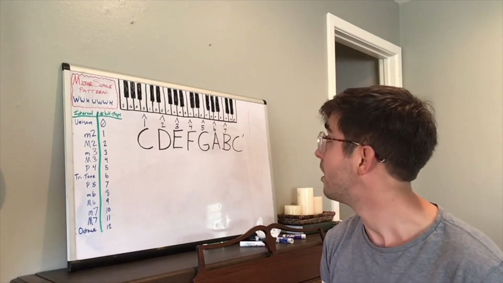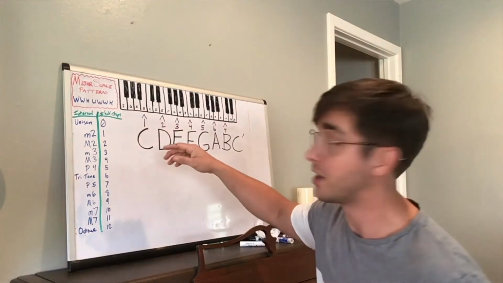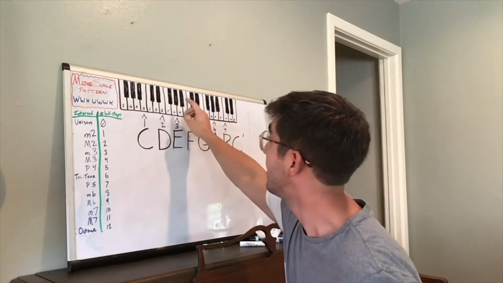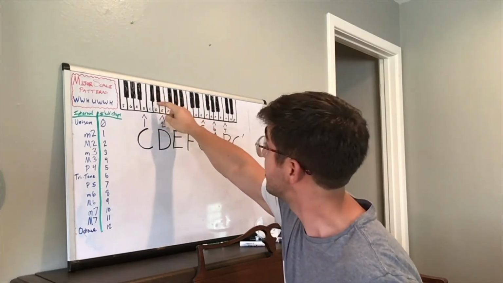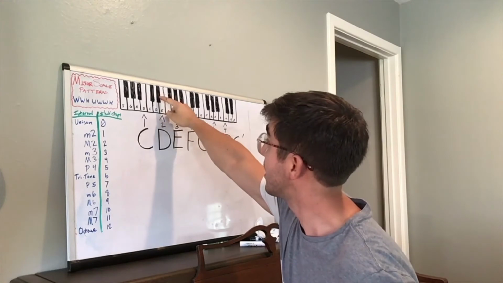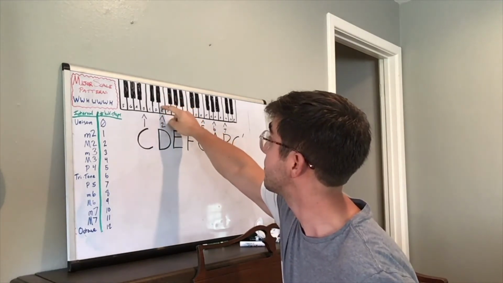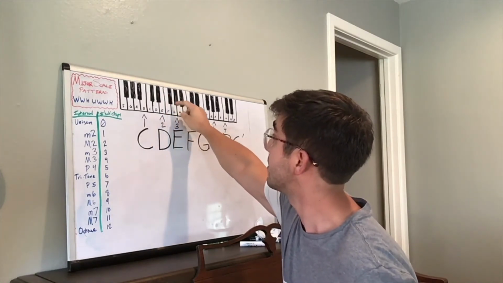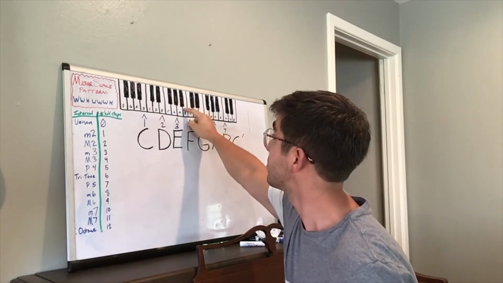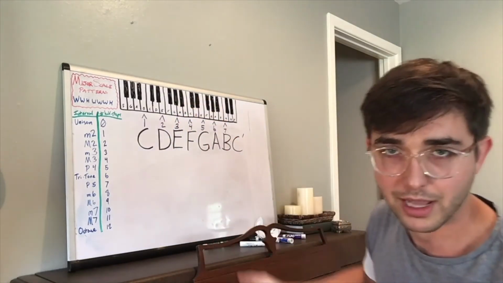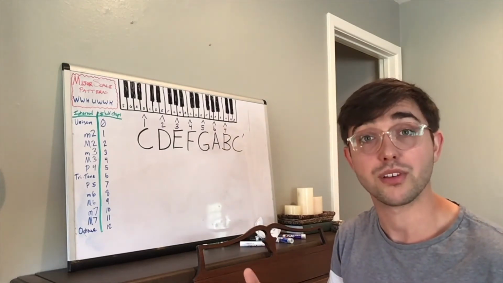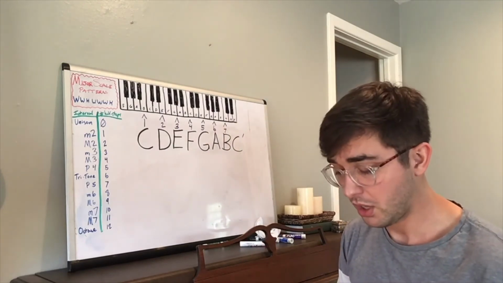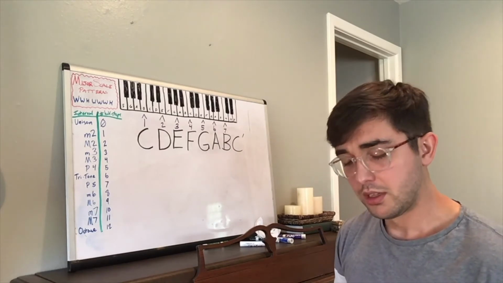So, I'll count them real quick just to show you. Starting at C, we have a 1, and then the black note 2, D is 3, and then the black note 4, E is 5, 6, 7, 8, 9, 10, 11, 12. I didn't count the next C because then it starts over again. But that's 12 distinct notes.